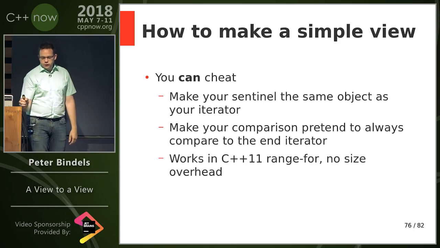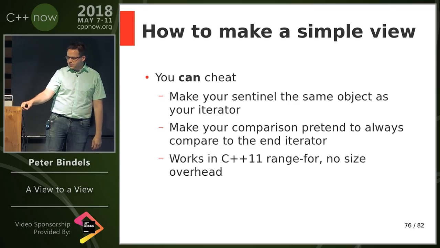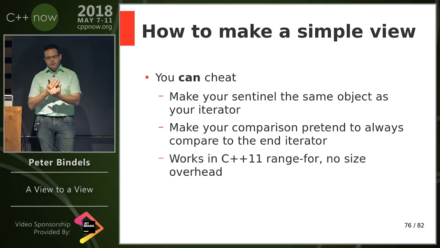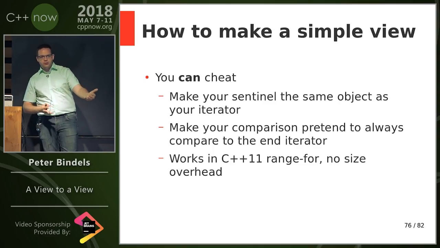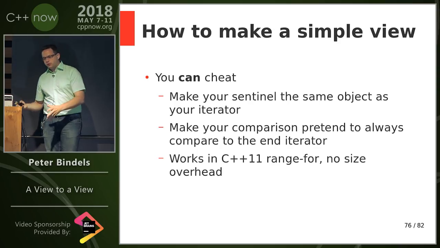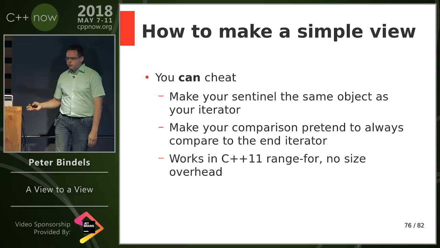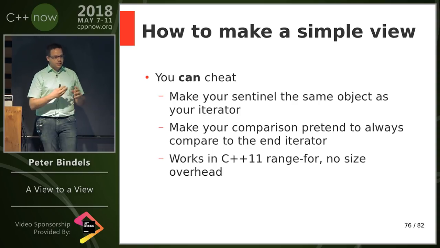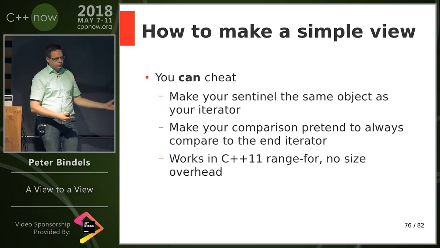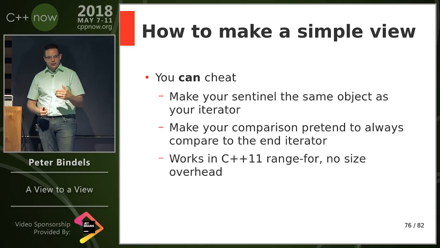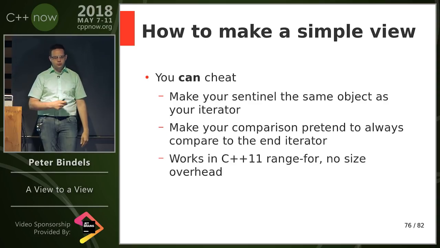And there are a few things you can do to cheat. I can make my sentinel the same object as my iterator. And that basically means that I have one object that represents the range, the start iterator, and the sentinel. And my comparisons will only work if you're just using it as a single iterator. So for a range-based for loop, that works. It doesn't have size overhead. You can compose the views. But if somebody actually tries to use it as an actual view or a range, that's going to be really horrible. And they're only going to find out at runtime that it really doesn't work.